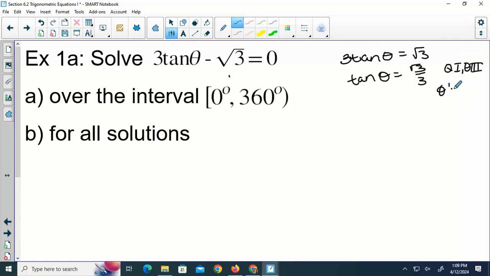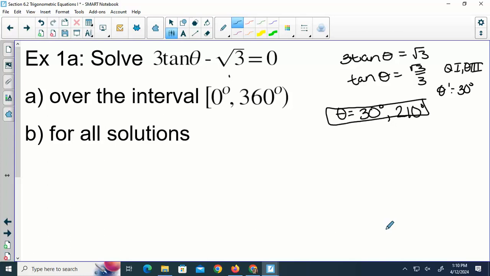Reference angle. When is tangent radical 3 over 3? 30 degrees. 60 degrees. It's 30. Is it 30? Yeah, because it's radical 1 over radical 3. Oh, I was looking at it in radian mode. So, my answer, 30 degrees in quadrant 1 is 30 degrees. 30 degrees in quadrant 3, 210. 180 plus 30 is 210. So for part A, my answers were 30 degrees and 210 degrees.